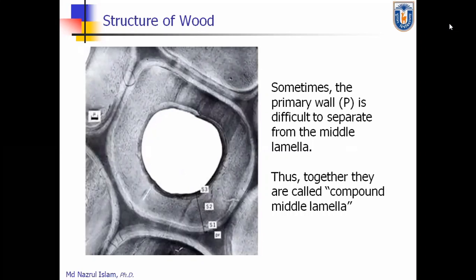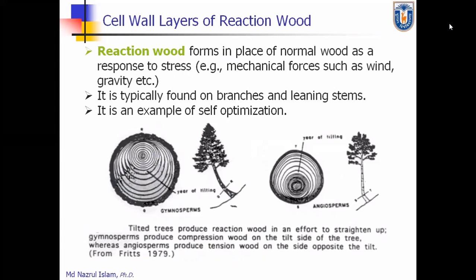And sometimes the primary wall is difficult to separate from the middle lamella. Thus together we can say that is the compound middle lamella. And you have earlier studied the reaction wood. So reaction wood forms because of the leaning of the tree. When a tree leans, just imagine in the direction it leans, that side the wood is compressed, and in another side it would expand. So that type of wood, because of that leaning, has two different parts. One part is compressed, another part is expanded. So either compressed or expanded, we say that is the reaction wood.